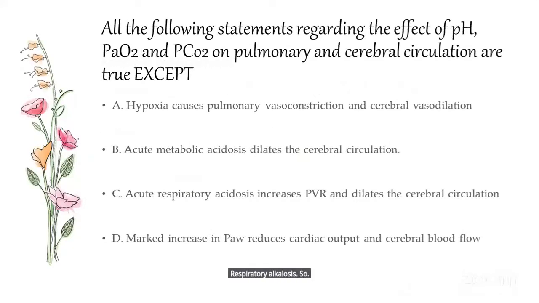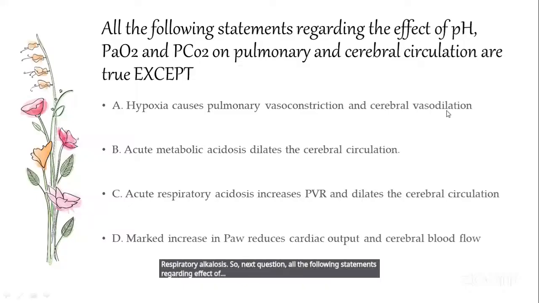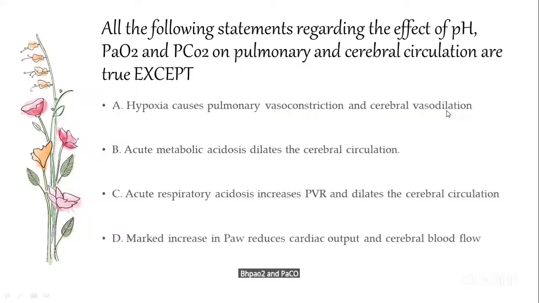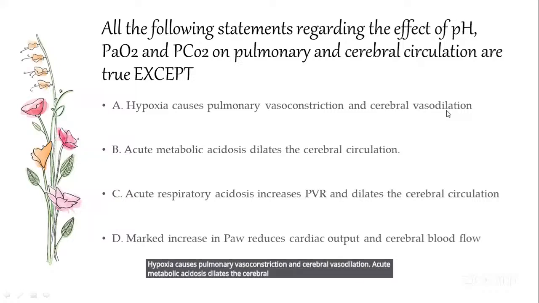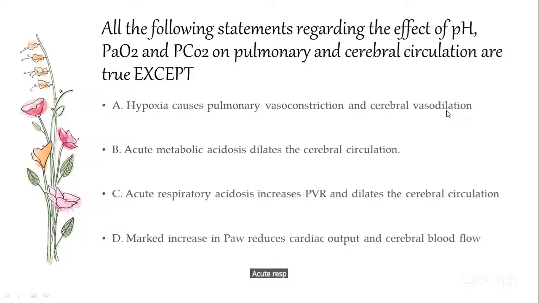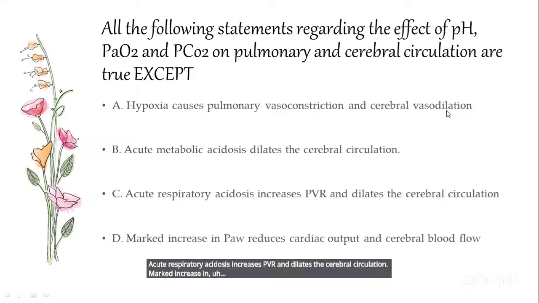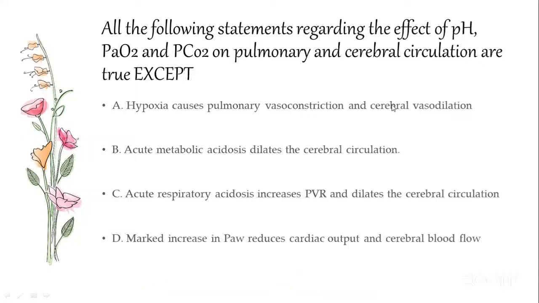So next question. All the following statements regarding effect of pH, PaO2 and PaCO2 in pulmonary and cerebral circulation are true, except: A, hypoxia causes pulmonary vasoconstriction and cerebral vasodilation. B, acute metabolic acidosis dilates the cerebral circulation. C, acute respiratory acidosis increases PVR and dilates the cerebral circulation. D, marked increase in pressures reduces cardiac output and cerebral blood flow. Just 30 seconds for your answer.